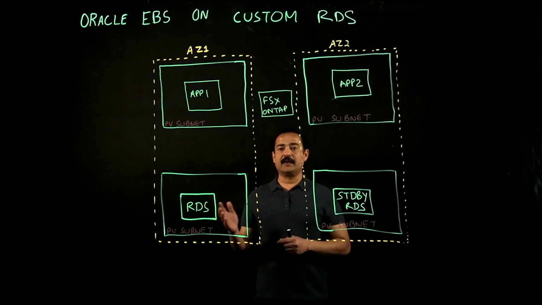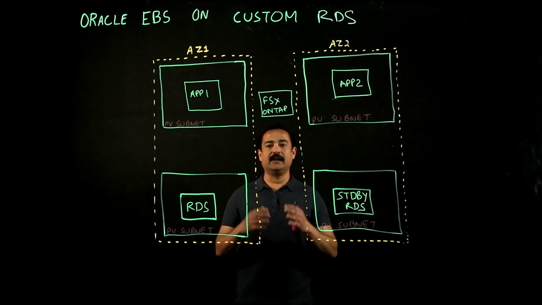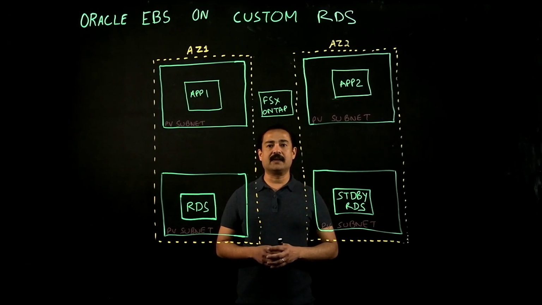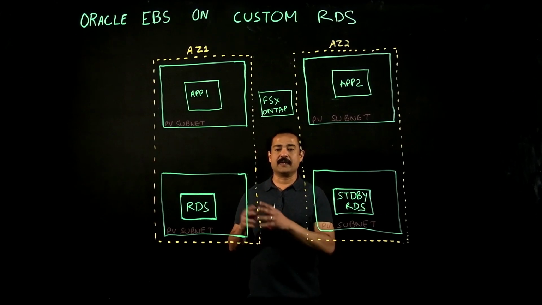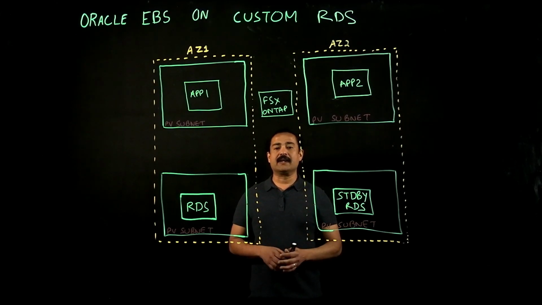Till now, customers were not able to deploy E-Business Suite on RDS, the reason being EBS needs operating system access and regular RDS does not provide it. But with Custom RDS, you can have operating system access for running jobs like autoconfig, which Oracle EBS needs. So now you can completely deploy EBS on Custom RDS.